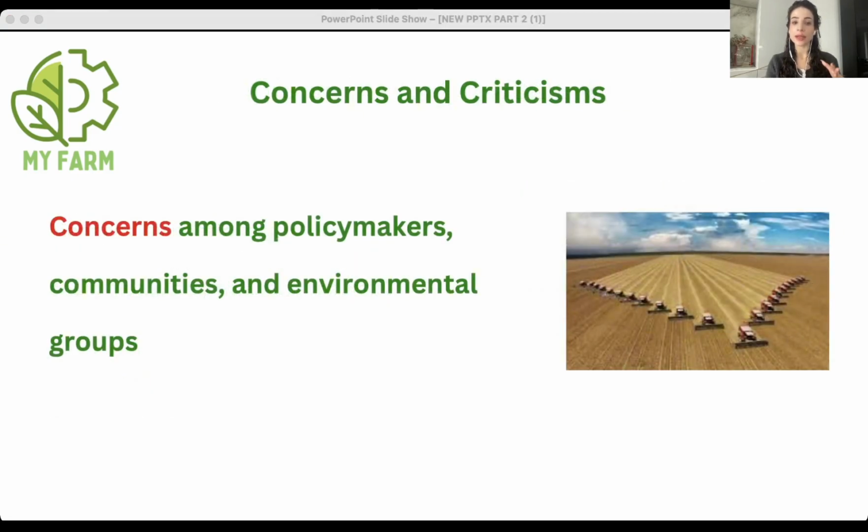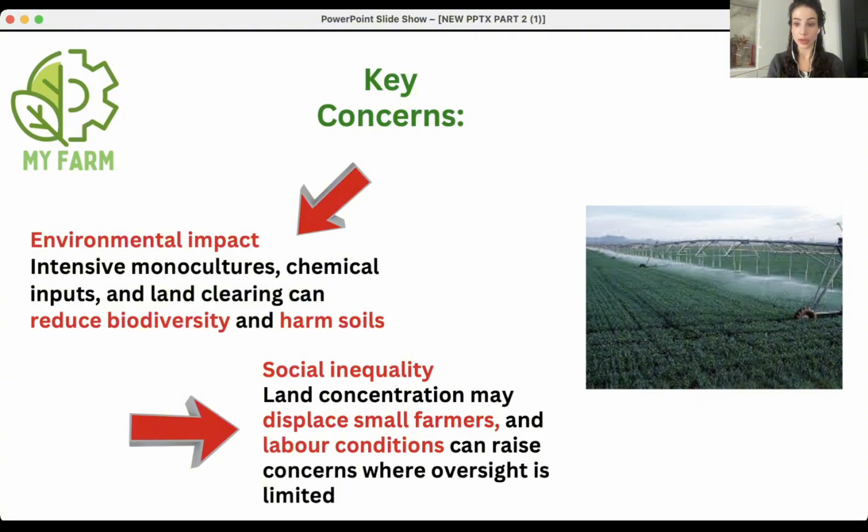Well, despite their strengths and benefits, large-scale agribusinesses raise concerns among policymakers, communities, and environmental organizations. Now, let's look at these concerns and criticisms. The first one is related to environmental impact. So, intensive monoculture farming, chemical use, and land clearing can lead to biodiversity loss, soil degradation, and greenhouse gas emissions.